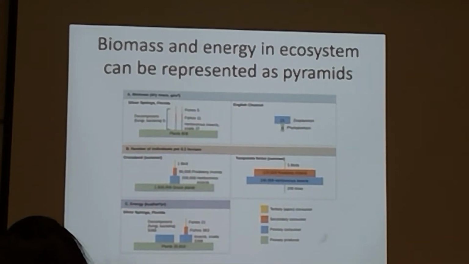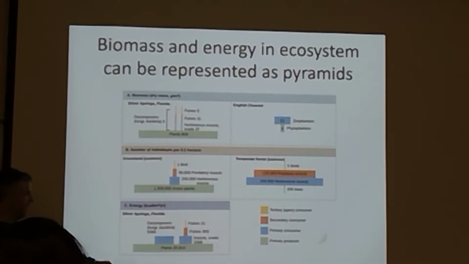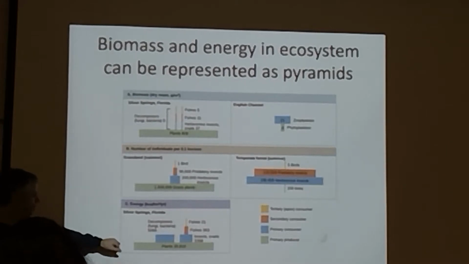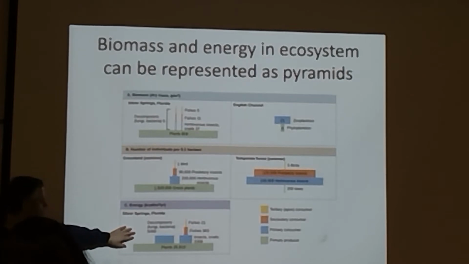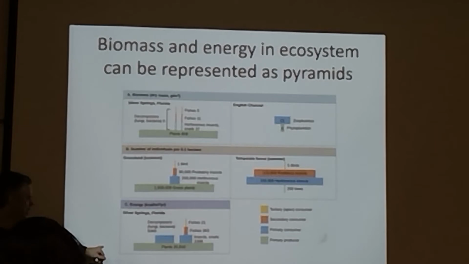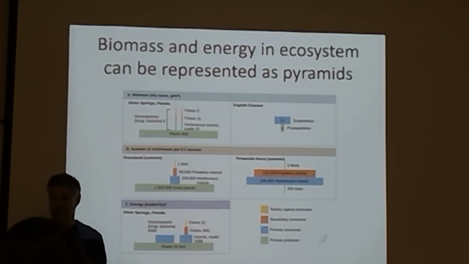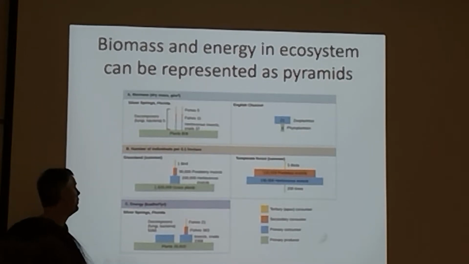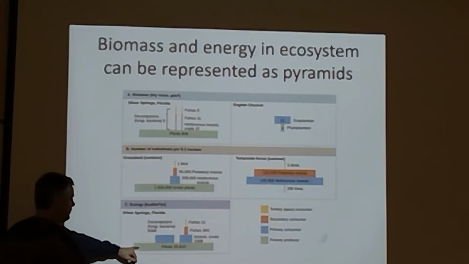So in Symmutex, we had pyramids based on three different possibilities. We had pyramids based on energy availability at each trophic level. So here, we saw the Sankey diagram for Silver Springs, Florida, done by Howard Odum. Plants, in terms of the amount of energy, make up 20,000 plus kilocalories per square meter per year. Okay, so this is going to indicate a rate of energy production.